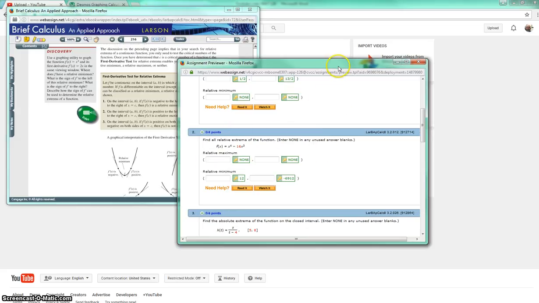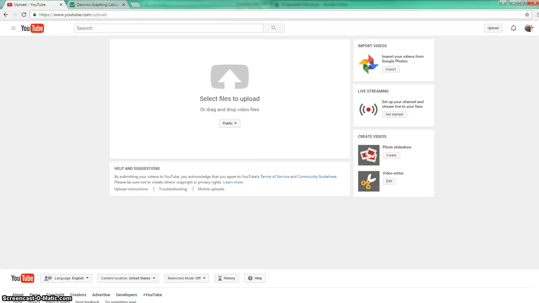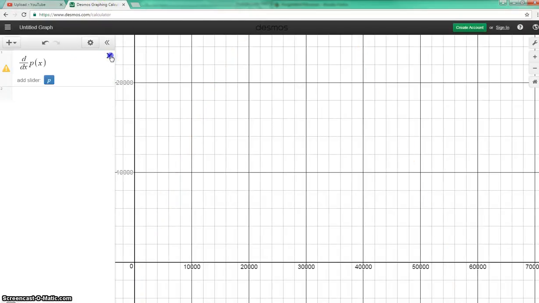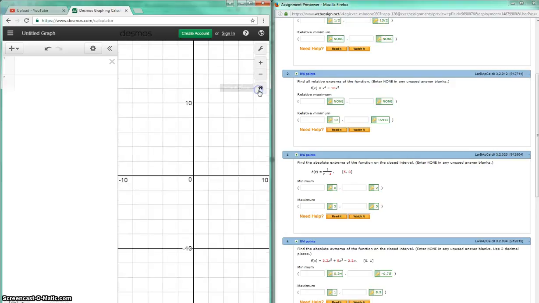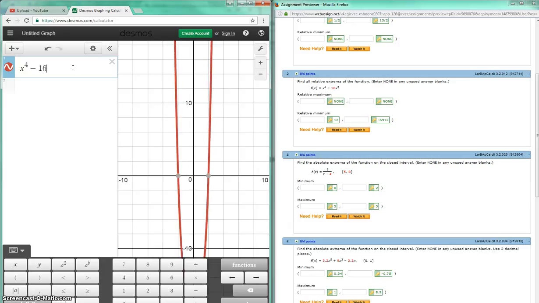So one I wanted to look at was number 2 from the homework. And so let's get a clean Desmos going. Find all relative extrema of the function. So we have x to the fourth minus 16x cubed. So let's graph that first so we get an idea what we're looking for.